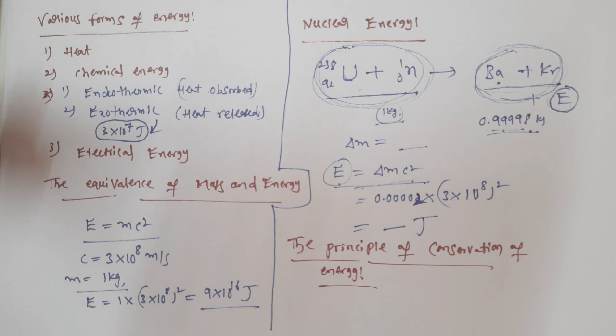Now, the principle of conservation of energy. This one you have already learned. Energy can neither be created nor be destroyed. It can be converted from one form to another form. If you take any energy, that may be kinetic energy, potential energy, sound energy, light energy, heat energy, water energy. Whenever some energy is lost, that energy is converted to some other energy, but the total energy remains constant in the universe.